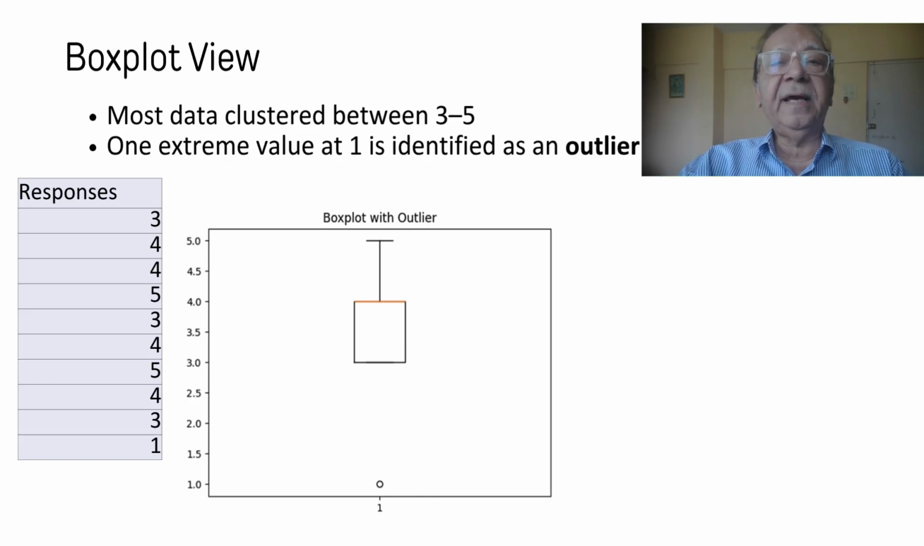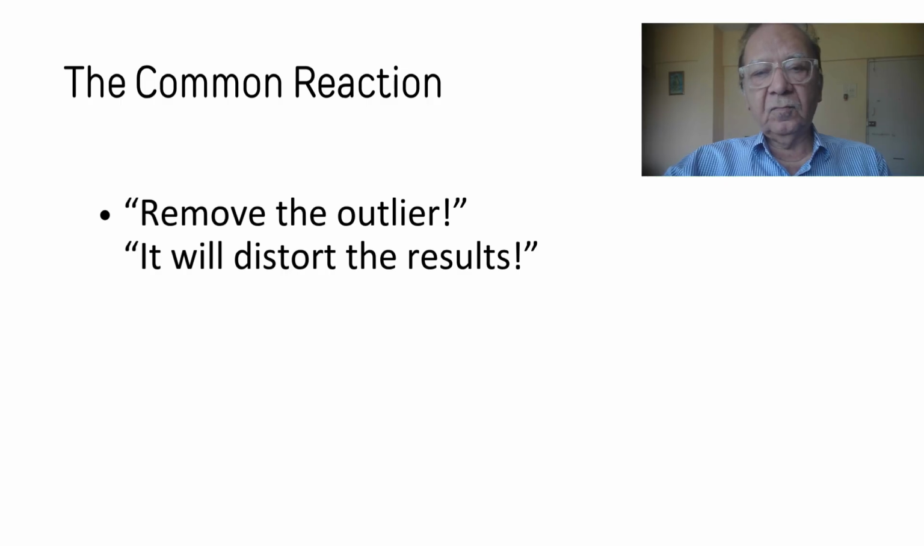The immediate reaction in many analyses is to remove this value, assuming that it distorts the results. But is that the correct approach? Just watch the box plot and an outlier.